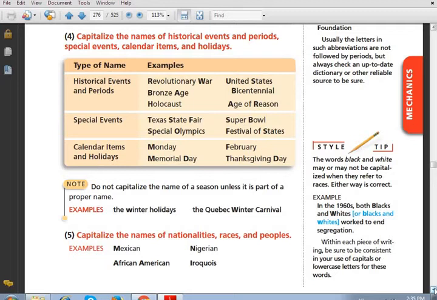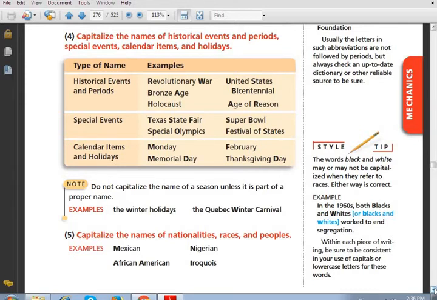Capitalize the names of religions and their followers, holidays and celebrations, sacred writings, and specific deities. So religions and followers: Christianity or Christians, Muslims. Holidays and celebrations: Ash Wednesday, Ramadan. Sacred writings: the Quran, the Bible. Specific deities: God, Brahma. Take care of this note, guys, which I read down.